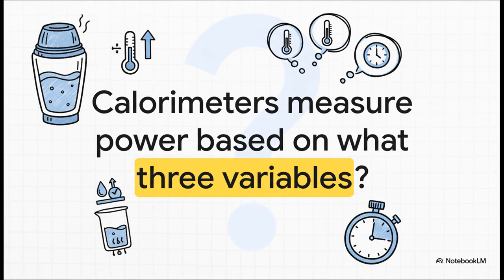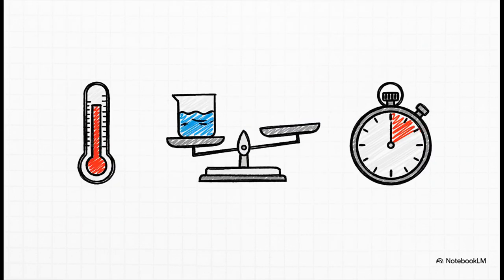Question number 2. Power measurements that are performed with calorimeters are based on what 3 variables? Think back to that water experiment. And the answer is temperature, mass, and time. That's right, you measure the temperature change of a known mass over a specific amount of time.